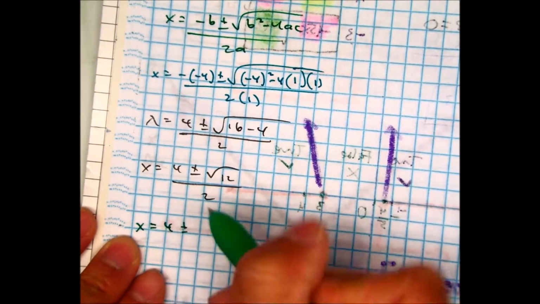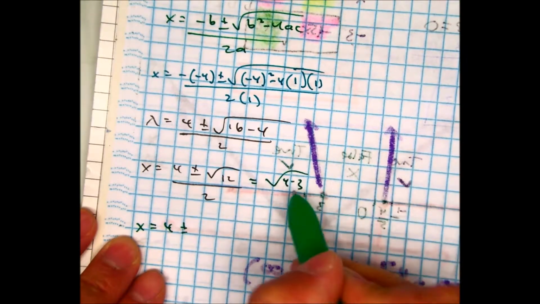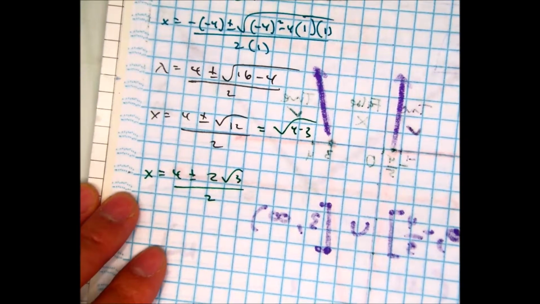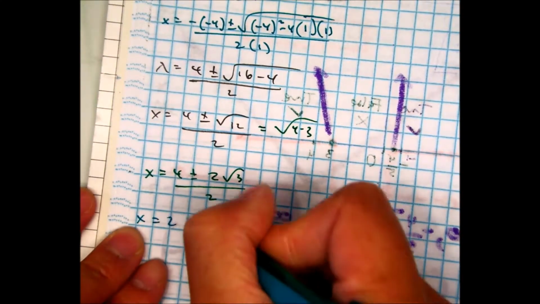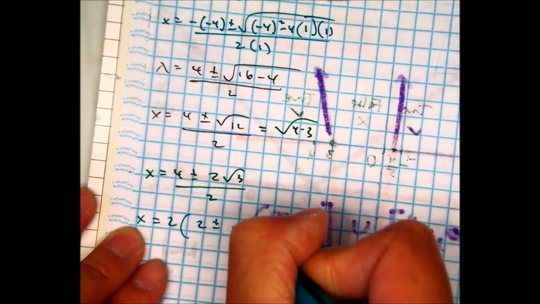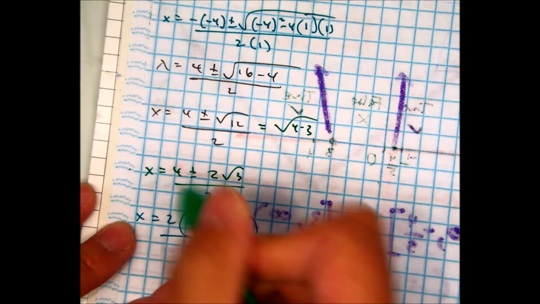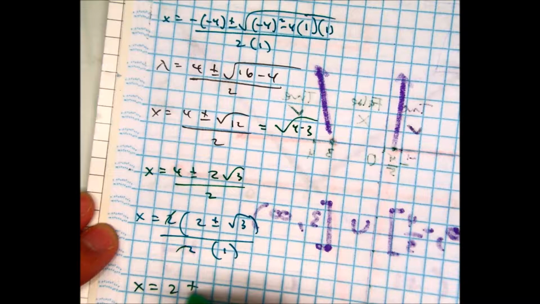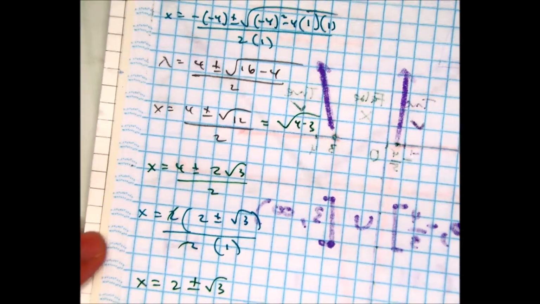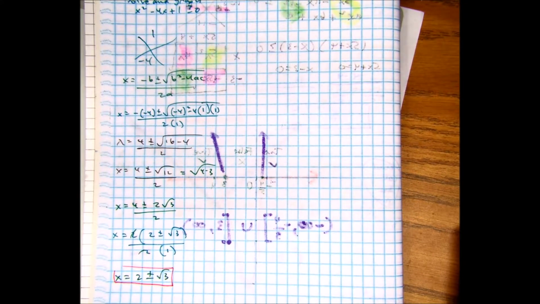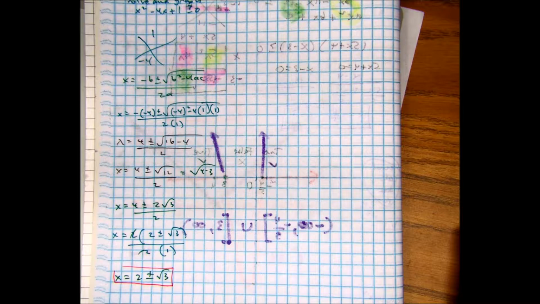X equals 4 plus or minus, this is 4 times 3, so the square root of 4 is 2. And then I factor out a 2: 2 times 2 plus or minus radical 3, over 2 times 1. The 2s cancel, and I get x equals 2 plus or minus radical 3. Raise your hand if you got that. Is that right? Yeah?